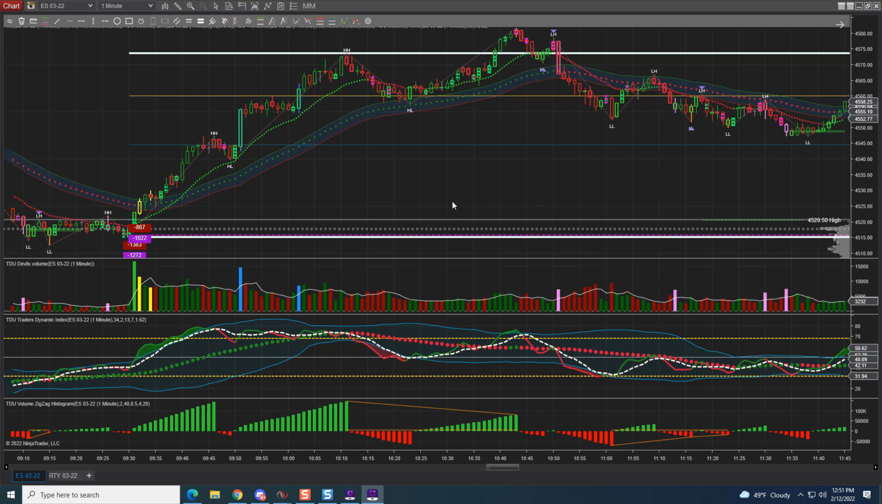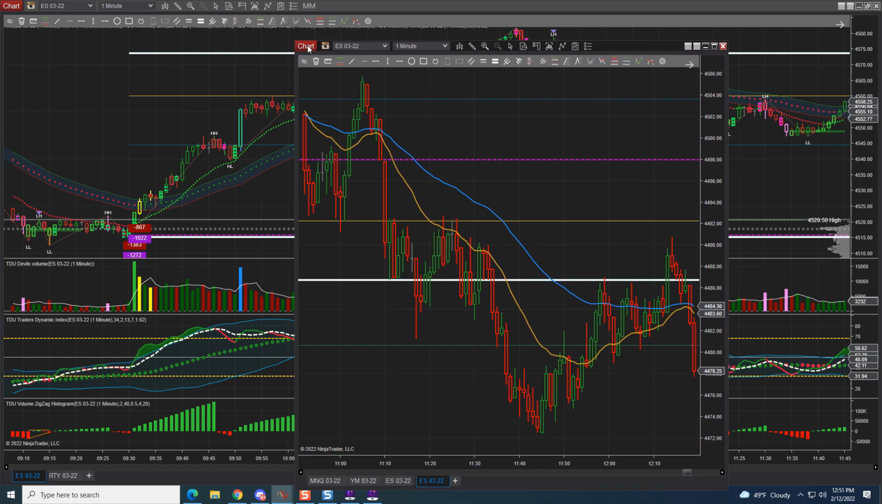So the new features that are built in now are the McGinley lines here that you see on the chart, the Devil's Volume, and the Trader's Dynamic Index for momentum. So rather than try and work with this all put together, I thought it would be more beneficial to pick it apart one component at a time. So what I thought I would do here is just start at the most basic level.